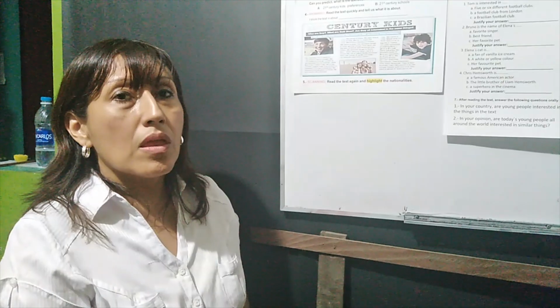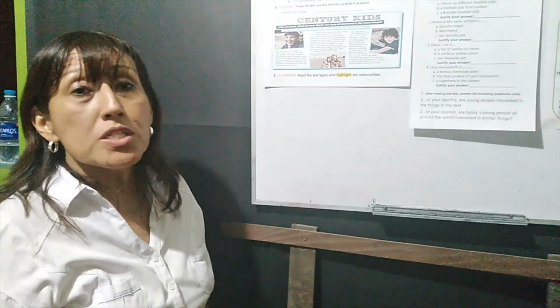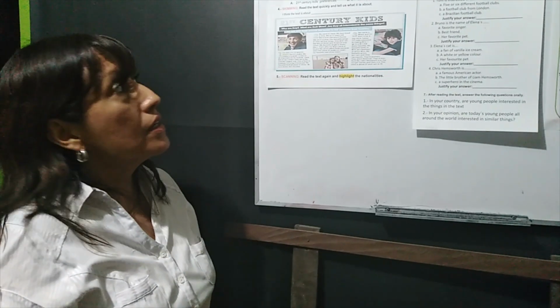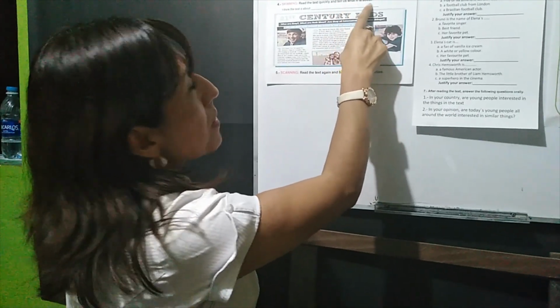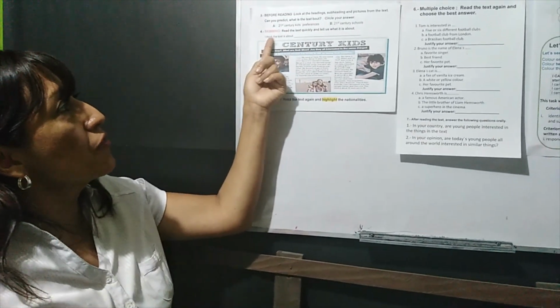What about skimming? Skimming is the first reading skill. With the skimming, you read all the text. You don't look for specific information, just the whole idea about the text. Read the text quickly and tell us what it is about. Can you do it? After you apply skimming and giving a possible answer, we continue with scanning.